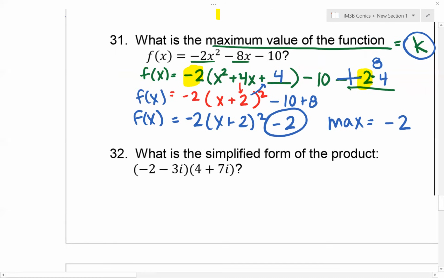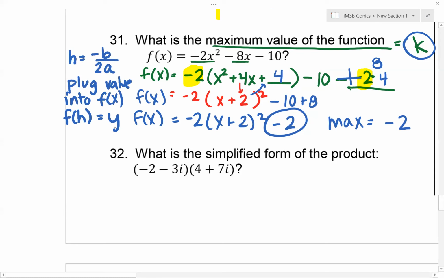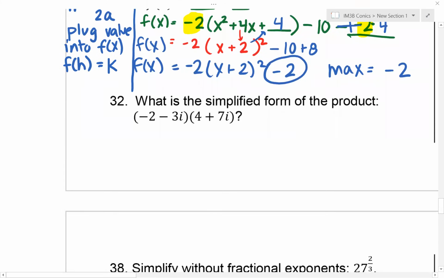Another way that you could do that is h, remember, is always equal to -b over 2a. And then whatever that is, plug that value into f of x. So meaning you're going to do f of h equals y, equals k. So that's a different way to find the value for k. It's an extra formula. Since this was recent, it's probably better for you to just practice using completing the square.